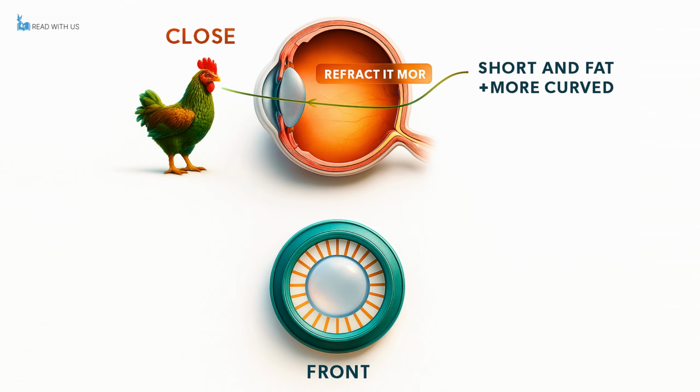When we look at something close to us, the light rays need to be refracted more sharply. Although the cornea already refracts the light, it is not sufficient on its own, and the lens must provide additional refraction. To do this effectively, the lens becomes short and thick, increasing its curvature and therefore its refractive power.